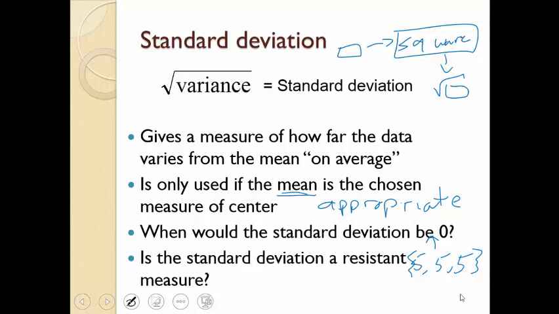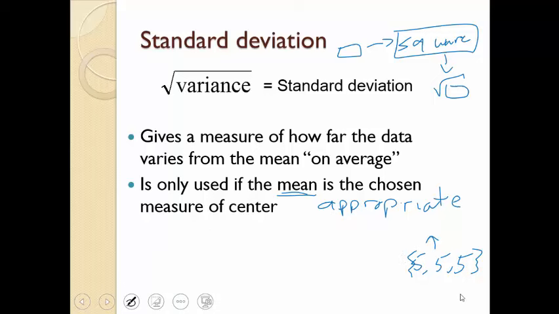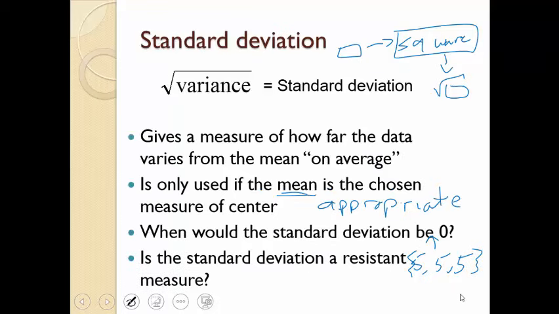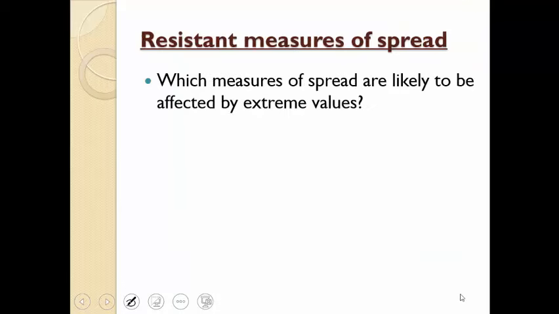So the question now becomes, is it resistant? Since we're using the mean, you think about, we're getting the average distance from the average. Well, the mean isn't resistant, which means standard deviation is also not resistant. No, it's not resistant. So now let's think about it. What were our measures of spread, and which ones are likely to be affected by extreme values? So we just saw the standard deviation. We actually use the mean, right? It uses X bar. So not resistant.